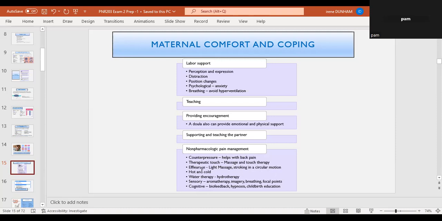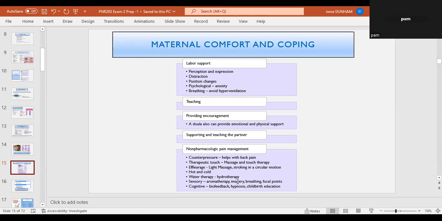And then you have hot and cold. You have water therapy. I talked about the hydrotherapy. Some hospitals have a whirlpool. Some have showers. And so that's okay. And then sensory, you have aromatherapy. A lot of times they'll bring in those little aromatherapies and we can hook them up. That's good. And lavender is very relaxing.